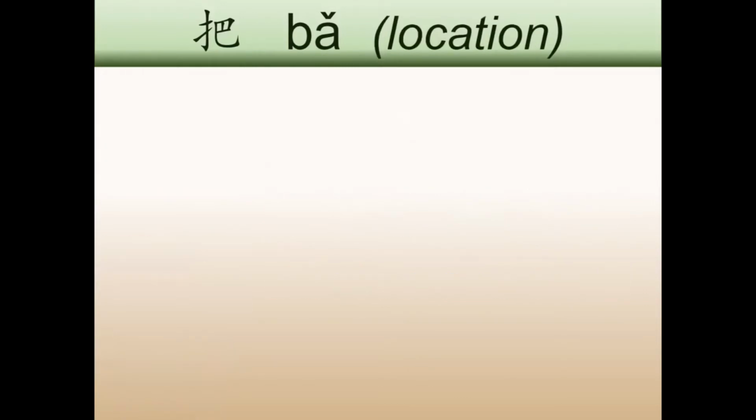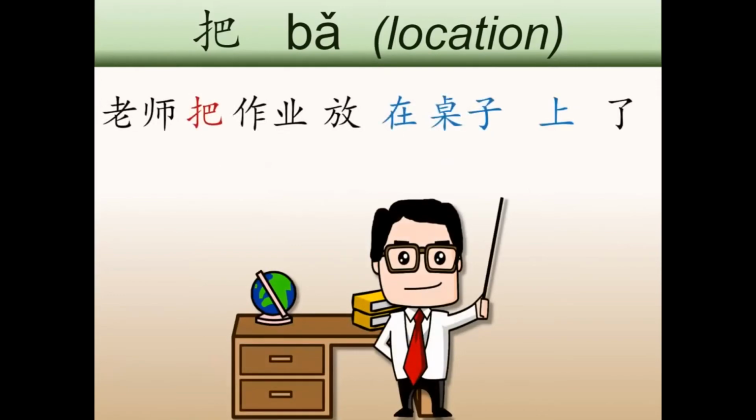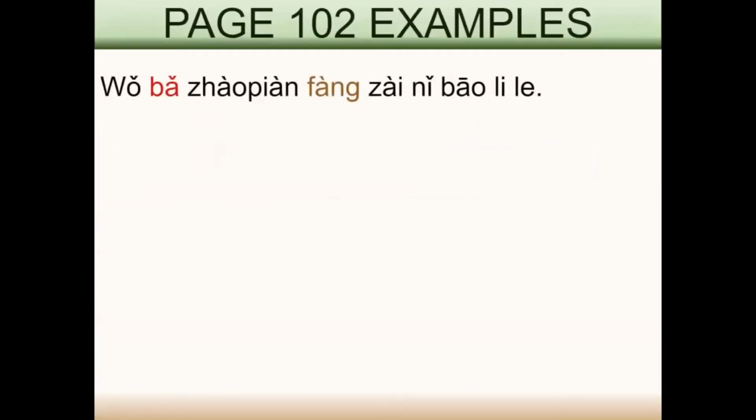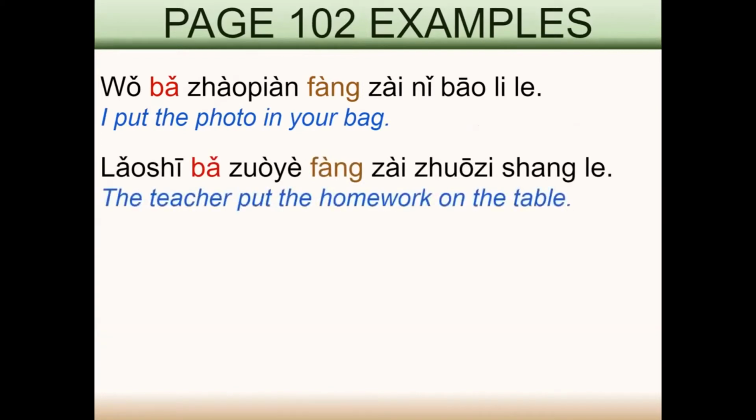Now we continue getting deeper in the study of this particle 把. This time we use it to express location. This example: 老师把作业放在桌子上了. The teacher put the homework on the table. Some examples on it. 我把照片放在你包里了. I put the photo in your bag. 老师把作业放在桌子上了. The teacher put the homework on the table.